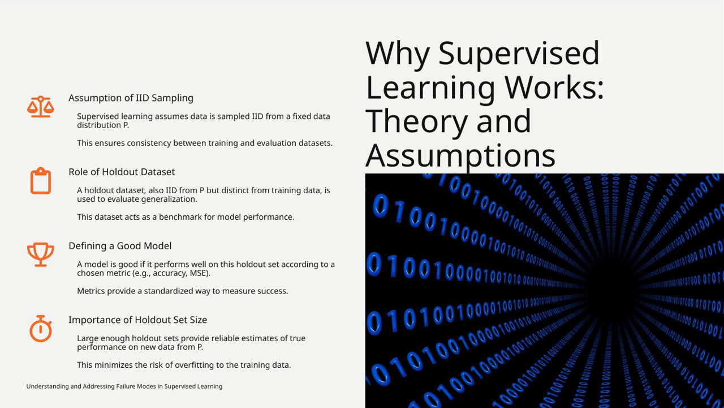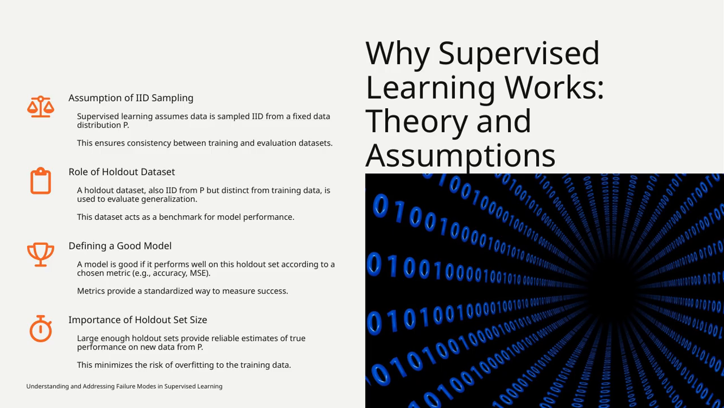Next, let's talk about the role of the holdout dataset. This dataset is also IID from P, but is distinct from our training data. We use it to evaluate how well our model generalizes to new, unseen data. Essentially, it acts as a benchmark, giving us an honest measure of our model's performance in real-world scenarios.